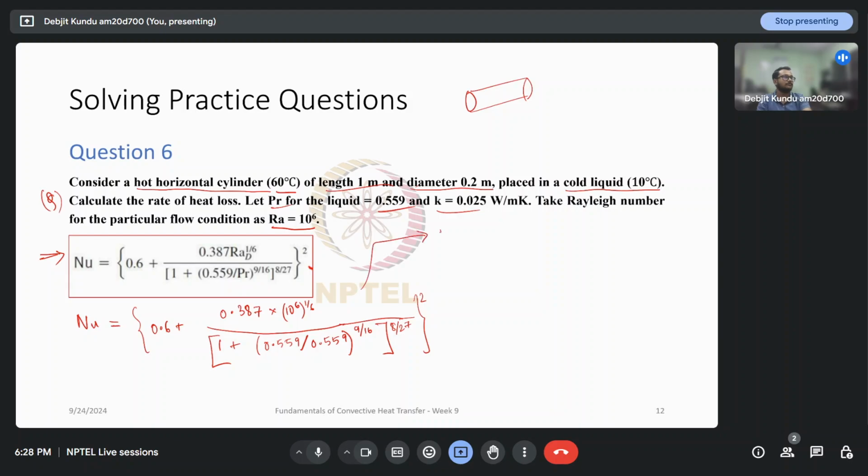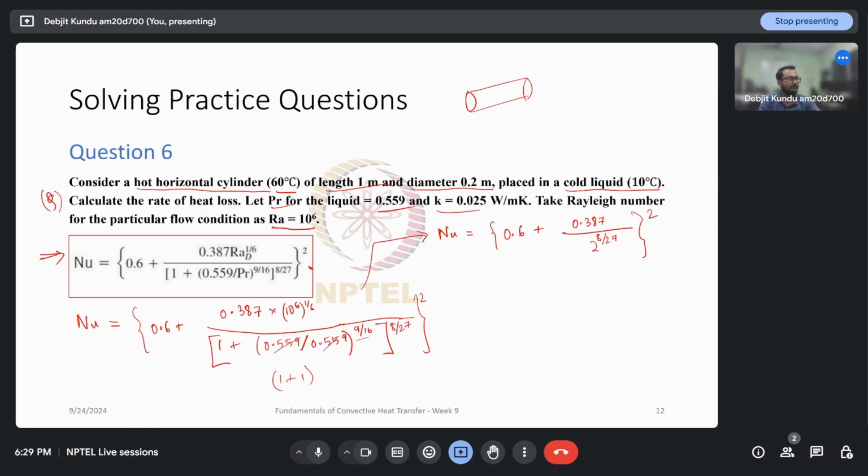So I'm moving over here. So for the Nusselt number I have 0.6 plus 0.387 divided by, so this is 1, this cancels off, and 1 to the power 9 by 16 is also 1, so I have 1 plus 1 to the power 8 by 27, so basically 2 to the power 8 by 27. And this whole thing is squared.